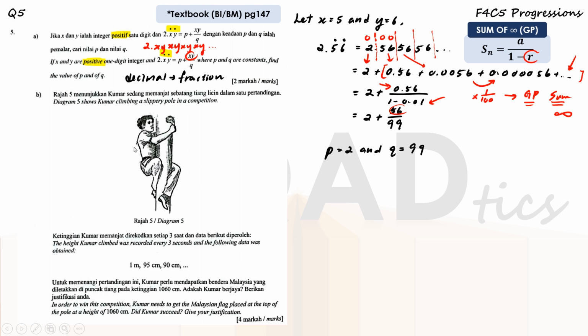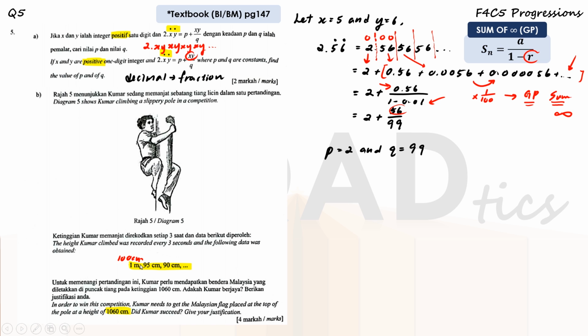Apparently we have Kumar climbing a pole. So for every 3 seconds, this is his performance. So here would be 100 cm, 95 cm, 90 cm, and so on. Okay, and the question asks that if Kumar would like to win this competition, he needs to reach a height of 1060 cm. Okay, so the question asks, did Kumar succeed in reaching this height?